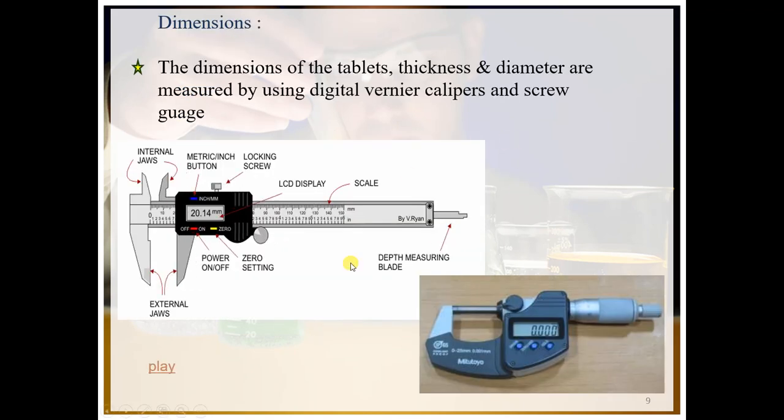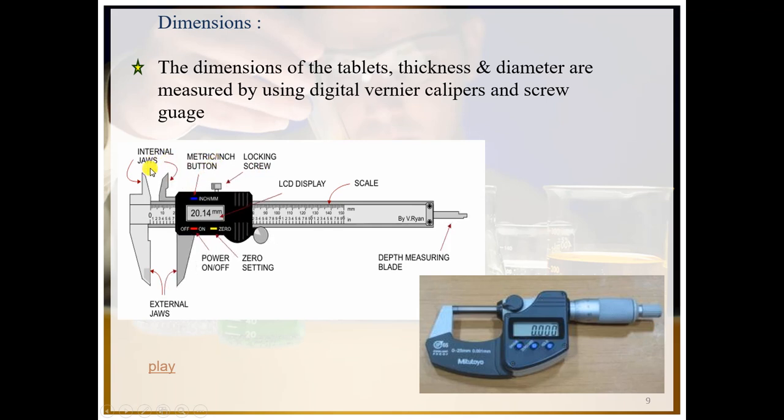In the case of dimensions, the tablet's thickness and diameter are measured by using a digital vernier caliper and screw gauge. You can see here a very simple diagram. This one is the depth measuring blade. This one is the scale. This one is the LCD display, and this one is the locking screw. This one is the metric or inch button.